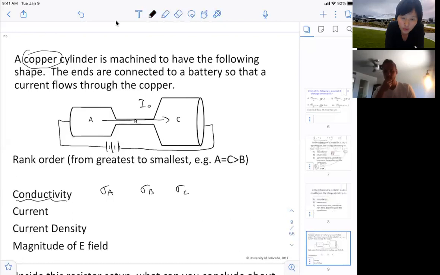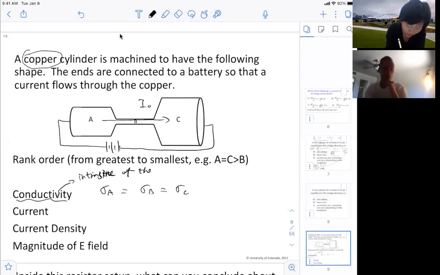So you're talking about resistance? We're asking conductivity. No, I'm thinking of current density. I'm sorry. They're all made of copper. Are they the same because they're made out of the same material? Yes, they are the same conductivity because conductivity is an intrinsic property of the material.